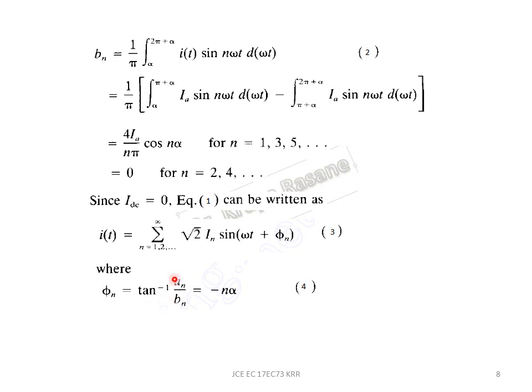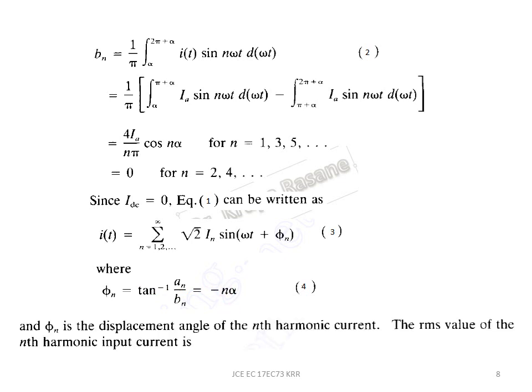And here we will get this angle phi n, which will be given as tan inverse of An upon Bn. We know the value of An and Bn, and substituting, I'll be getting the phase angle as minus n alpha. So phi n is nothing but the displacement angle of the nth harmonic.